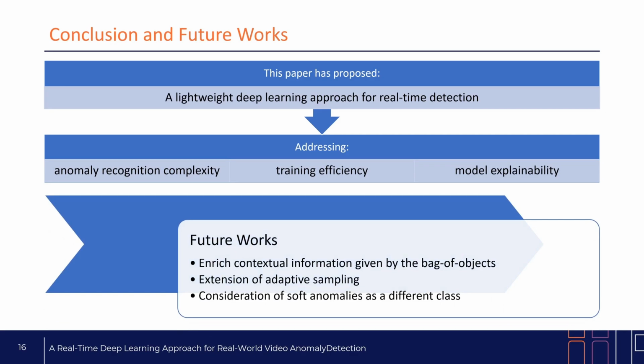For instance, the contextual information given by the bag of objects can be enriched by considering also more relevant objects for the specific anomaly detection task. Moreover, the adaptive sampling rate technique can be extended, for example, by considering the different types of anomalies and their characteristics. And finally, the model could be trained to distinguish soft anomalies as a different suspicious class.